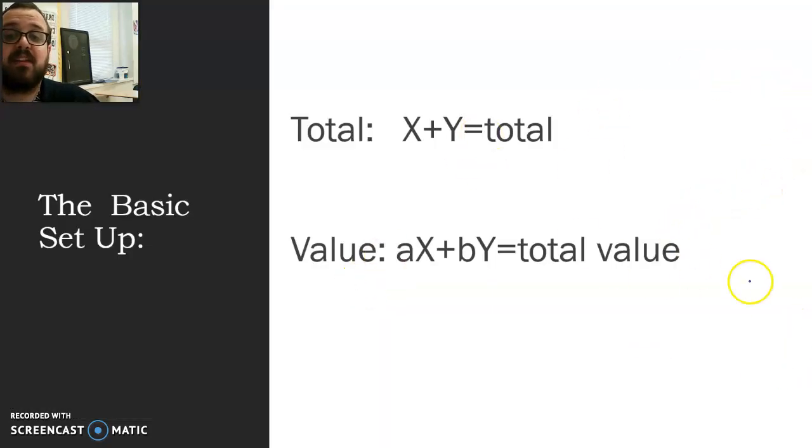So here's the basic setup that you're going to be looking for, okay? You're going to be looking for this total equation, which is the amount of item 1 plus the amount of item 2 equals the total number of items. And then you're going to be looking for a value equation, which is sort of the same as a total equation, except that you're going to be multiplying each of those items by what they're worth, okay? And if that doesn't make sense, we're going to do a bunch of examples so you're going to see this setup happen over and over again.